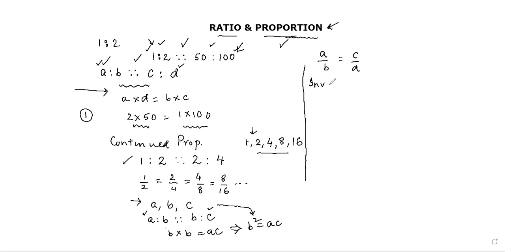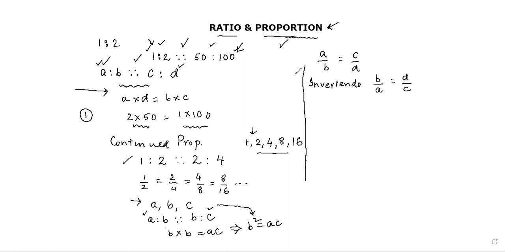invertendo. What is the meaning of the word invertendo? It says that if A upon B is equal to C upon D, then if you invert them, which means B upon A is equal to D upon C.